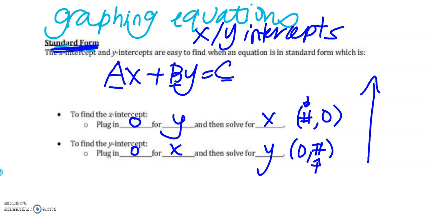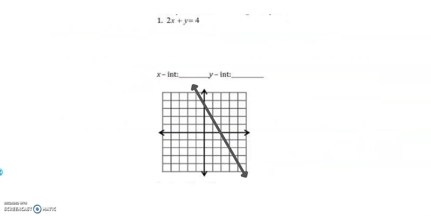Once we have 2 points, 2 ordered pairs, we're going to be able to put a dot on the x-axis, a dot on the y-axis, and how many points do you need in order to make a line? Well, you need 2 points, and now we'll have 2 points. So we'll be able to graph a linear equation once we have those 2 points. So let's try a couple.